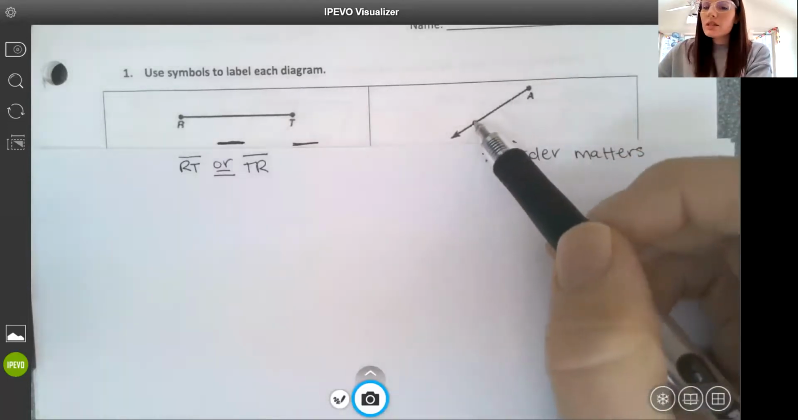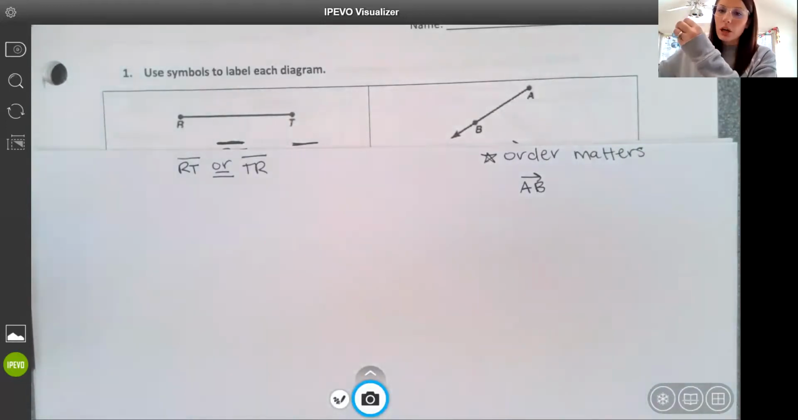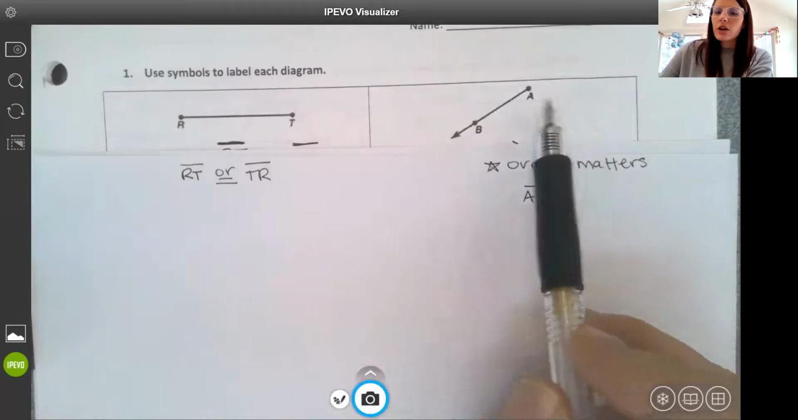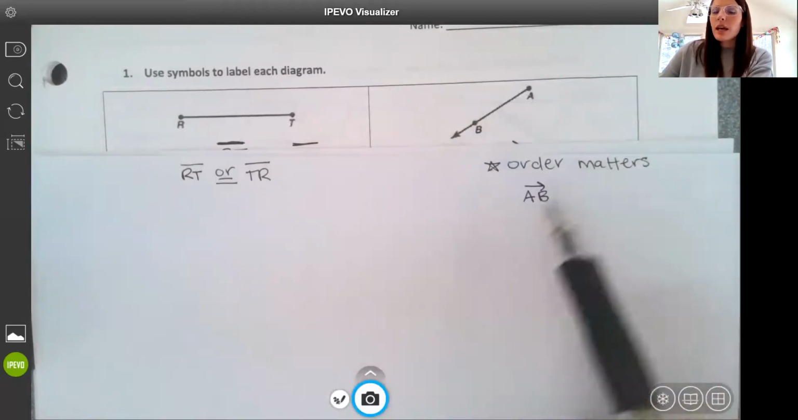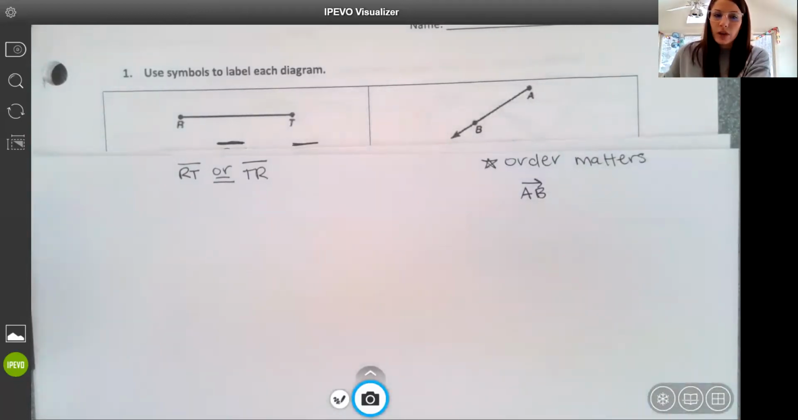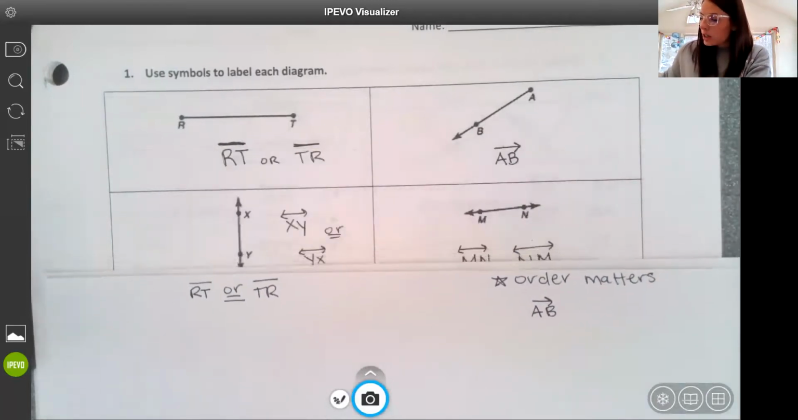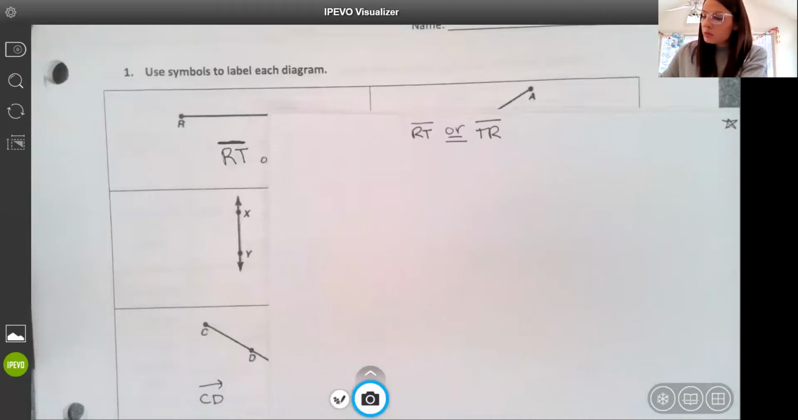Even though B, if we think about how we read a book, comes first there, when I go across that diagram, it has to go AB. BA would not be correct, you'd get all points off for that, okay? There's our first two.